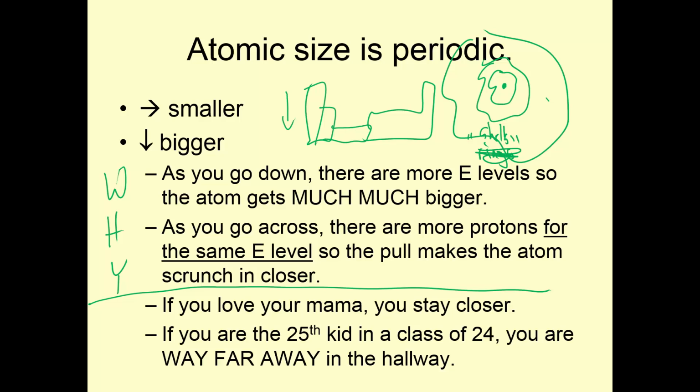As you go across, there are more protons for the same energy level, so the pull makes the atom scrunch in closer. So that means the biggest element, notice how this would be big, these are small because of so many protons, because protons pull you in. Does that make sense, I hope?